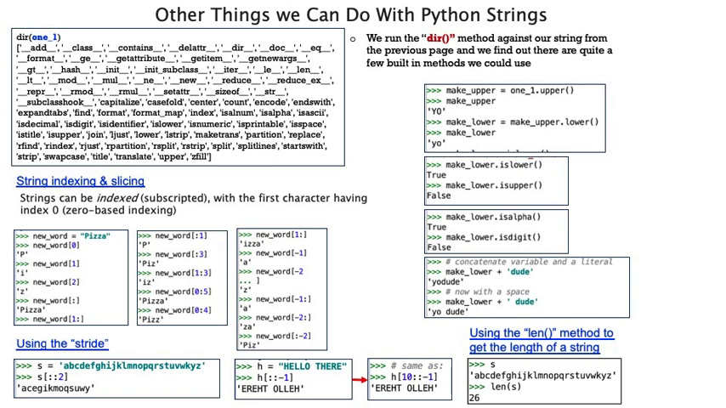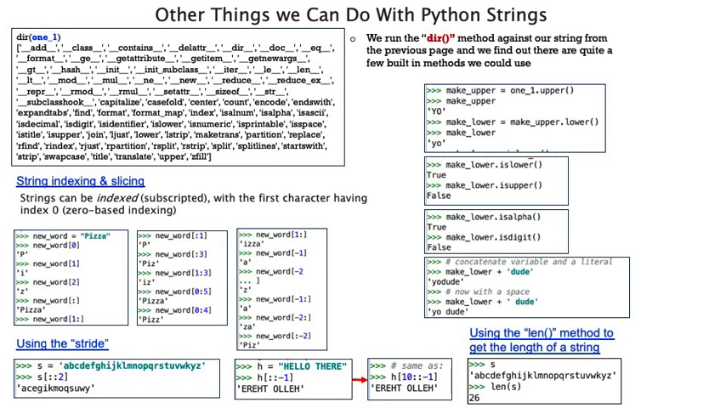And as I go from there, new_word 1 would bring me back the second character, which is an I. And the third character, I'd have to use 2, right? So I'm always 1 behind what it would be using normal math or normal counting. So new_word 2 would be the Z. If I want the entire word using indexing or slicing, I could just use a colon. So if I do new_word in square brackets a colon, it brings me back the entire word pizza.